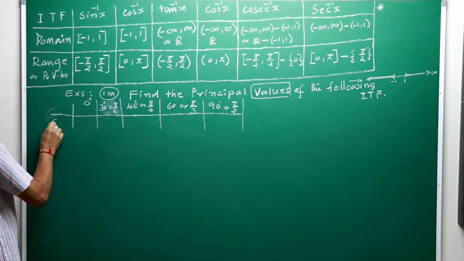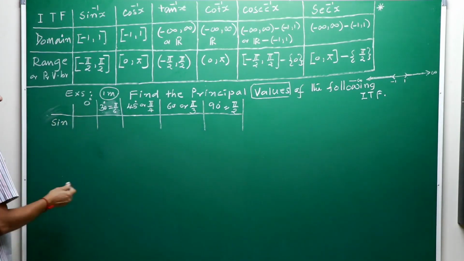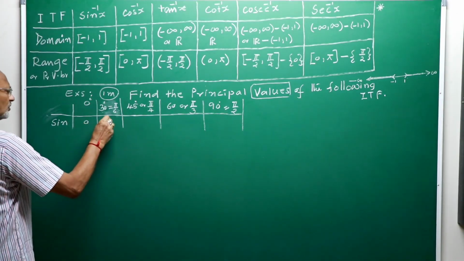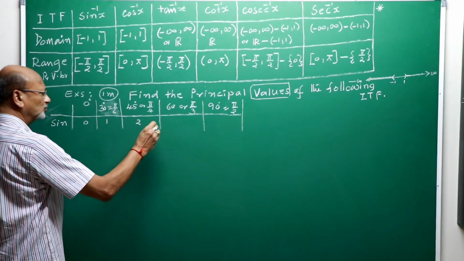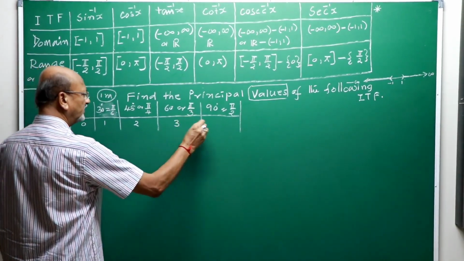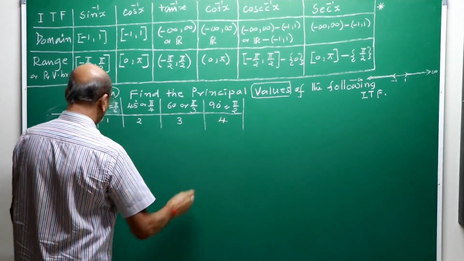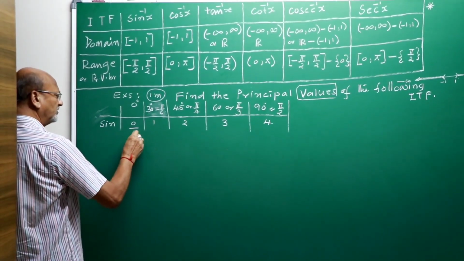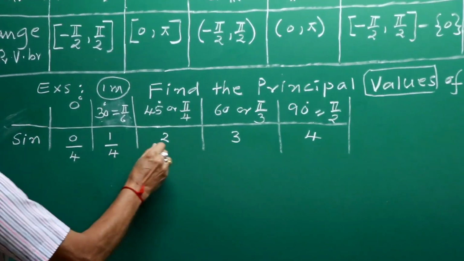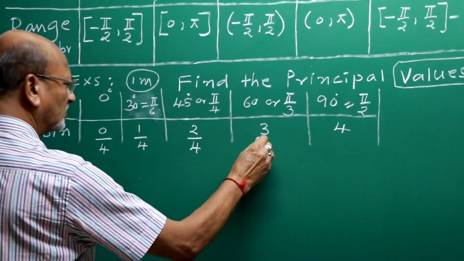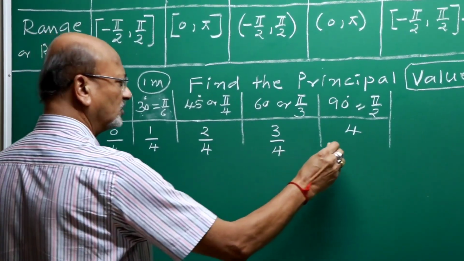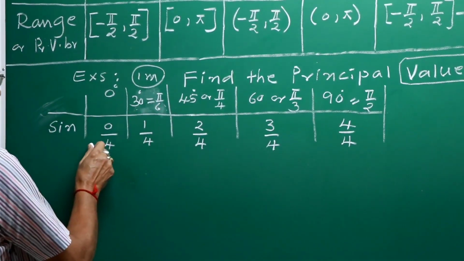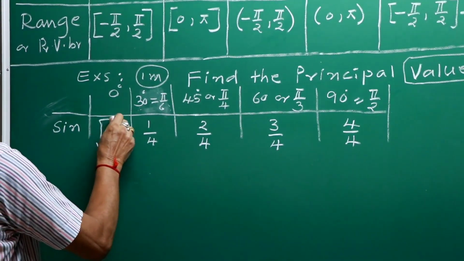This is for the sine. First, you write as usual: 0, 1, 2, 3, 4. After this, you divide each number by 4. Divide every number by 4. Then you take the square root of this.